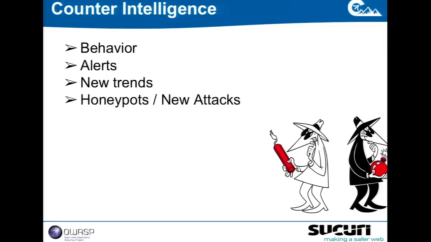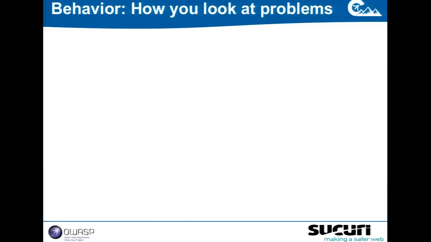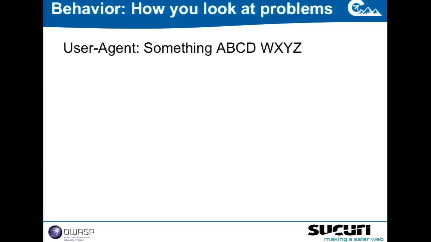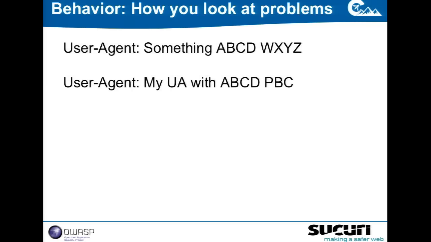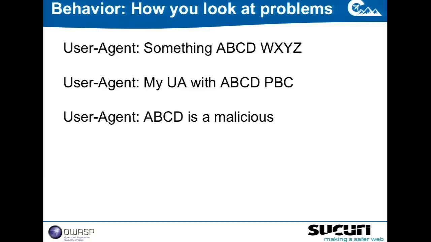And honeypots, we have kind of real-life honeypots, because we have some clients that people really try to hack. Behavior is all about how you look at the problem. If you have only 3 user agent samples from 1,000, how are you going to protect? What are you going to create? How are you going to build behavior for that? Any guess?